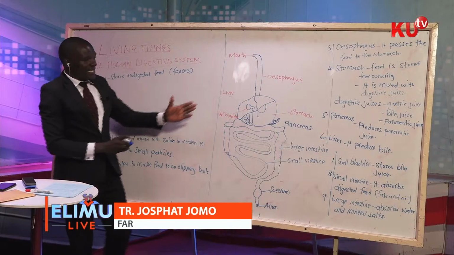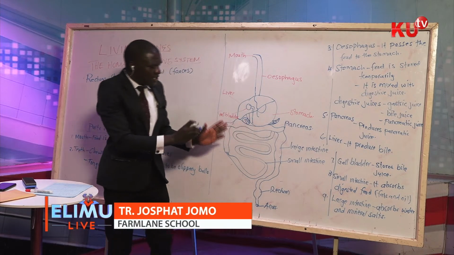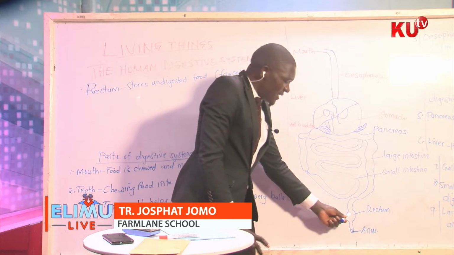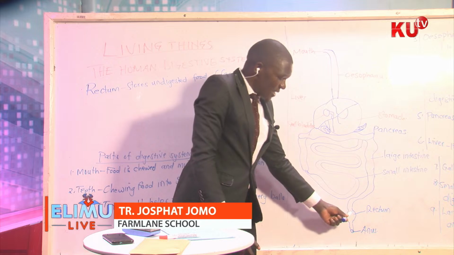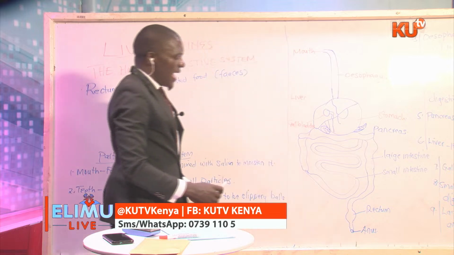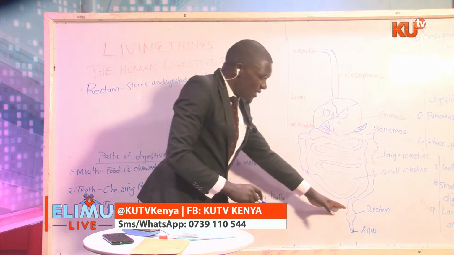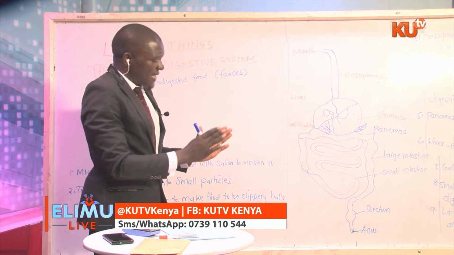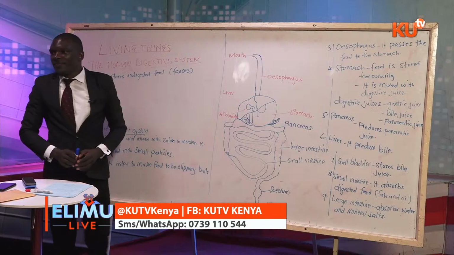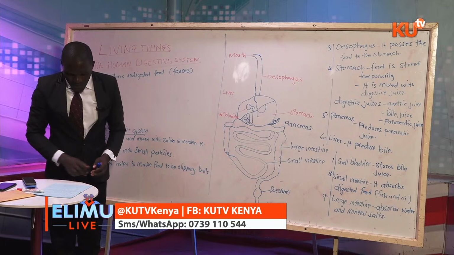Especially when you have finished eating and digestion has been done all over, the remaining food that has not been digested now comes down to the rectum. In the rectum, you should know that waste material, the undigested food, is stored.